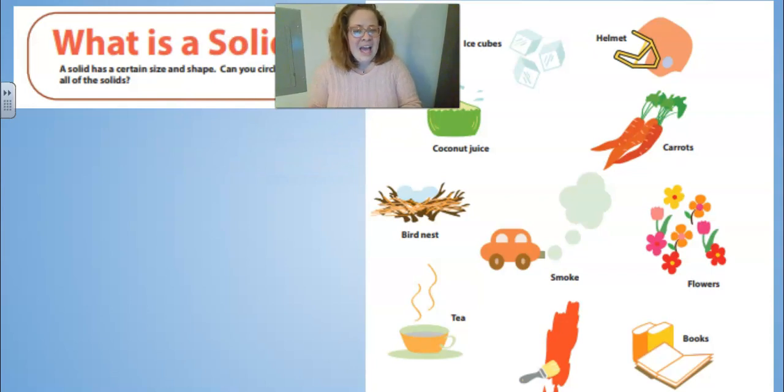Let's see. How about an ice cube? Is an ice cube a solid? Yes or no?